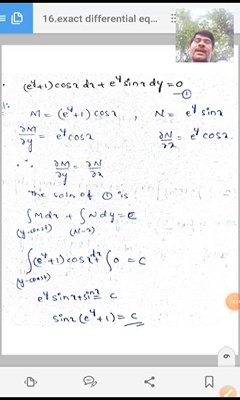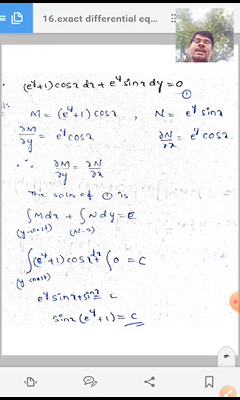e power (y plus 1) cos x dx plus e power y sin x dy is equal to 0. Here this is in the form of M dx plus N dy equal to 0. M is equal to e power (y plus 1) cos x, N is equal to e power y sin x. Dou M by dou y is e power y cos x, dou N by dou x is equal to e power y cos x. Both are equal. Dou M by dou y is equal to dou N by dou x.